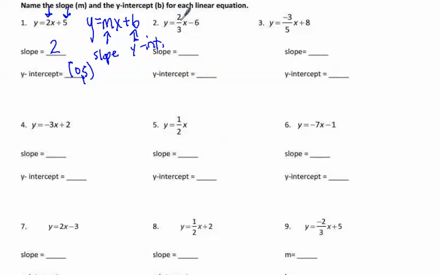Problem 2, my coefficient of the x is 2/3, so my slope is 2/3. And my constant is a -6. So 0, -6 is going to be my y-intercept. Problem 3, my coefficient of the x is -3/5. So that's going to be my slope, whereas my y-intercept is my constant. It's a +8. So I need to put that in coordinate form to be 0, 8.